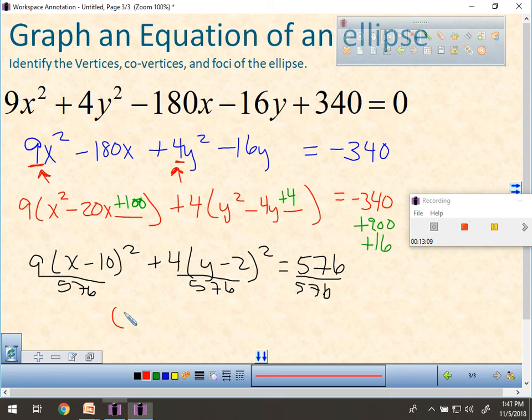So this would be x minus 10 squared over 64. Yeah, 64. Okay. And then plus y minus 2 squared. What's that, 144? Yes. Okay, so over 144 equals 1. And that would be the equation of the ellipse.